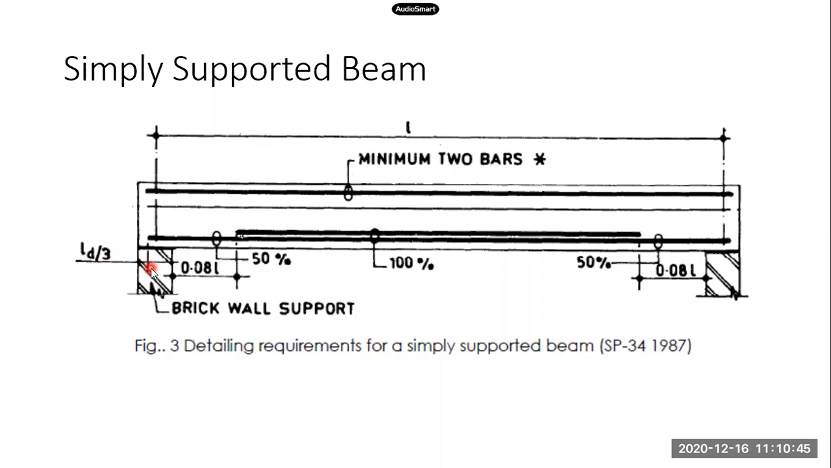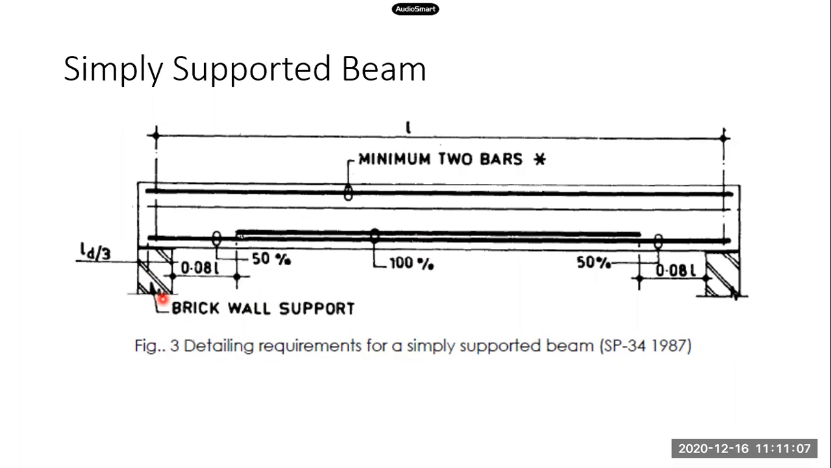So when you are preparing the details of a simply supported beam, you'll be provided with the reinforcement details. What number of bars are there at the bottom? What is their diameter? What number of bars are at the top? What is their diameter? That will be provided to you. Along with this, the span of the beam as well as the support width will be mentioned over there in the question.